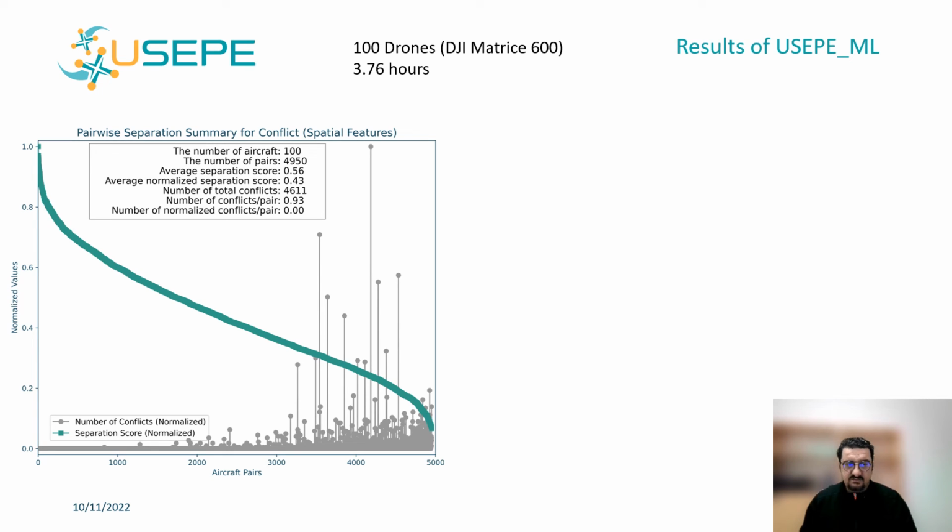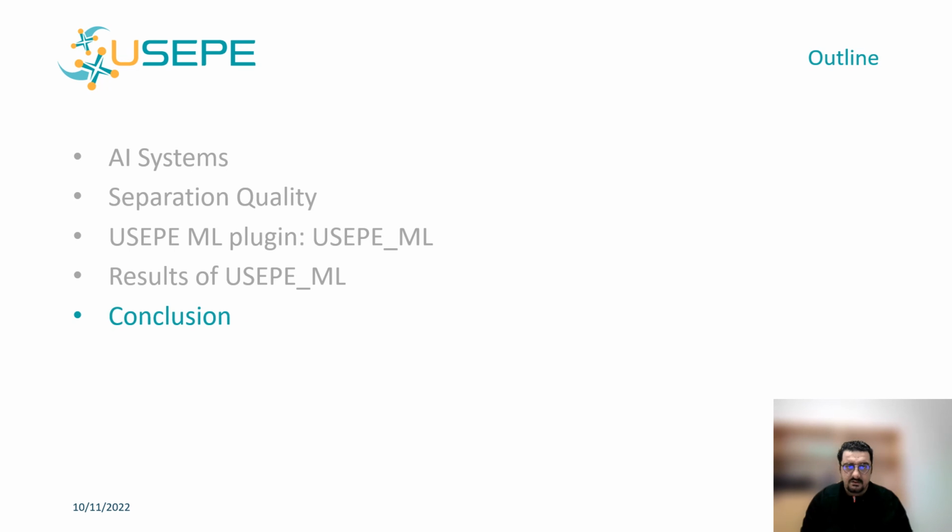Besides this, every plot comes with summary boxes. Summary boxes include information about separation quality and verification parameters. In these plots, we see conflict-related information. With last words, I will finish the presentation.